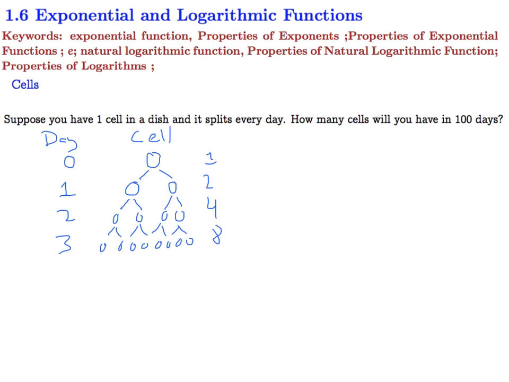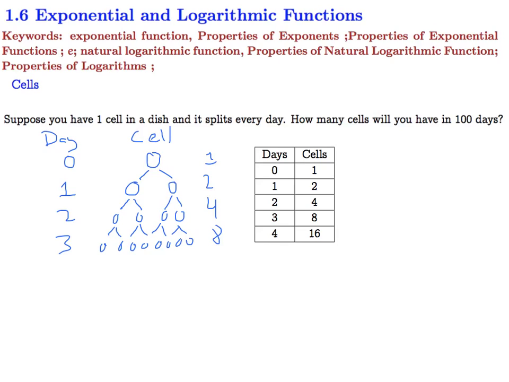We could keep going to see what happens. And we could even make a really nice looking table here. The issue is that this is still going to take a long time to figure out what happens in 100 days. So instead what we want to do is come up with the pattern here so we can make a nice formula to help us solve this problem in a much more efficient way.